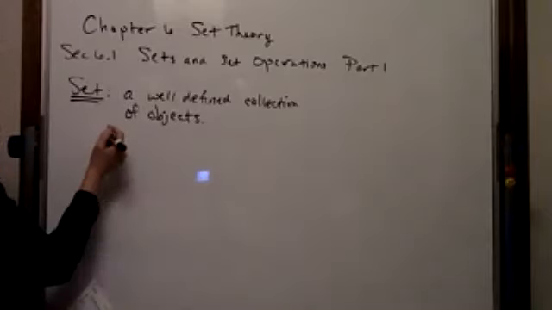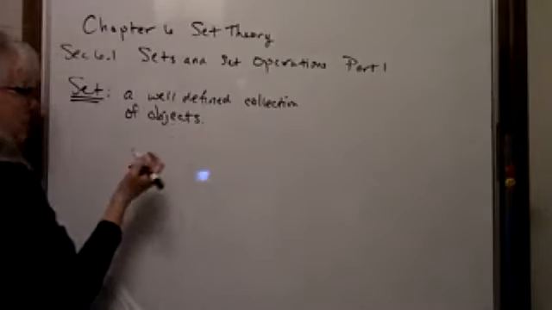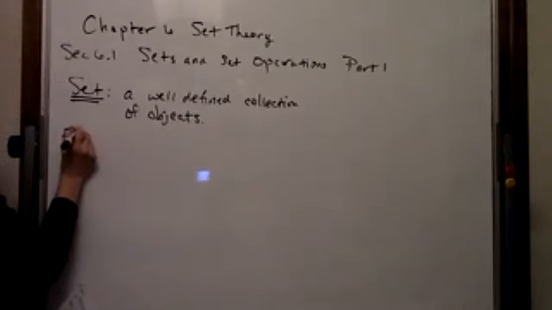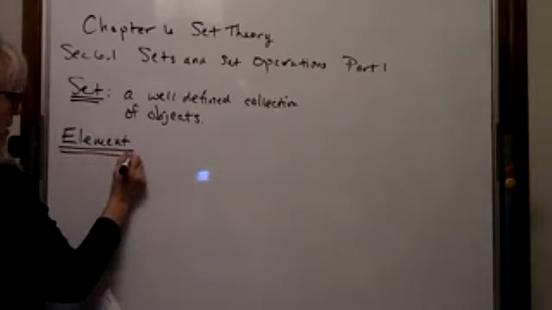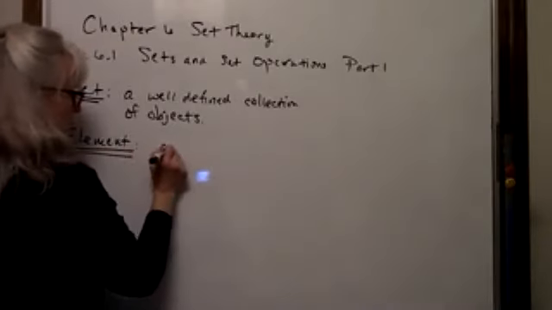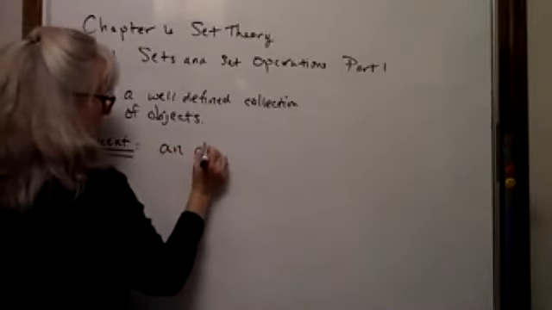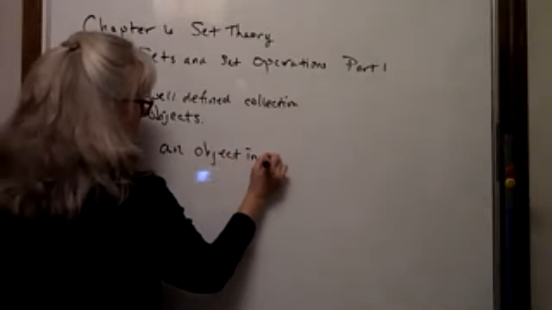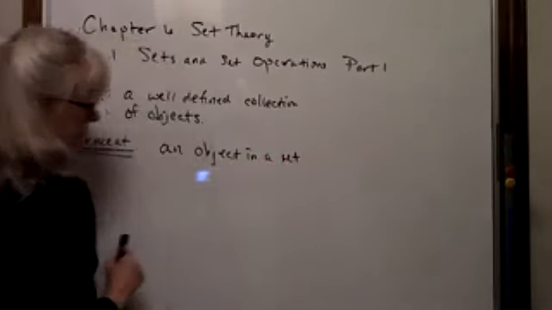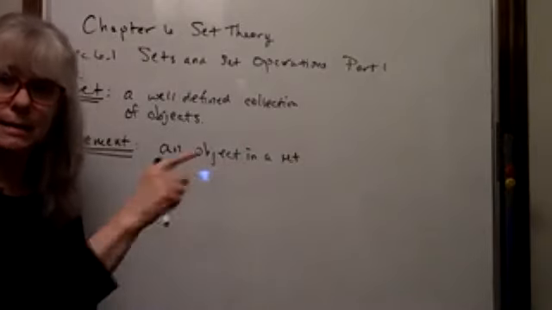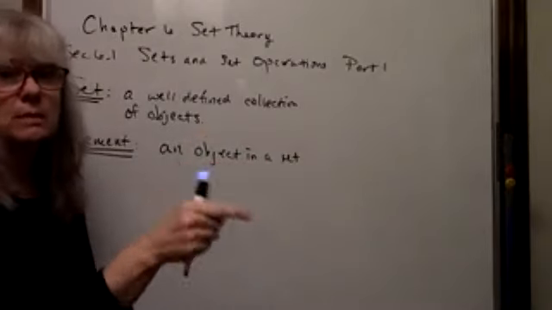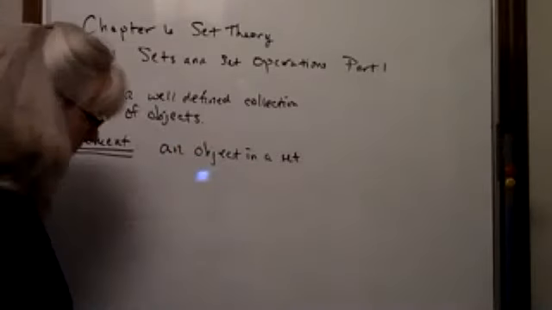Each of the objects that are in the set is called an element. So an element is an object in a set. When we talk about the students in the class who are over 6 feet tall, we could name them, and each of those students would be an element in that set.